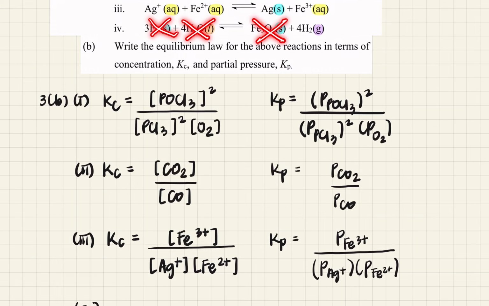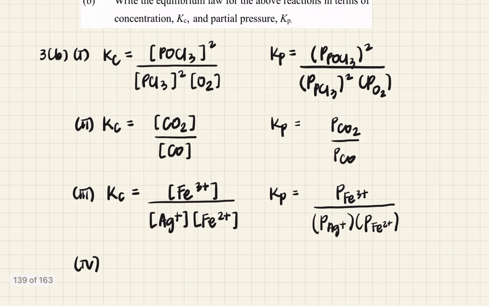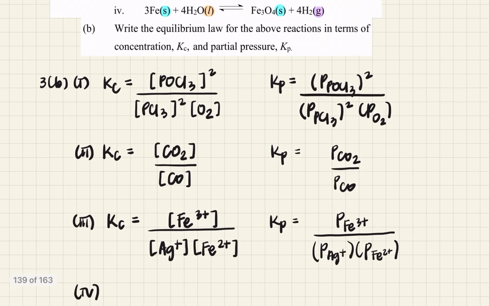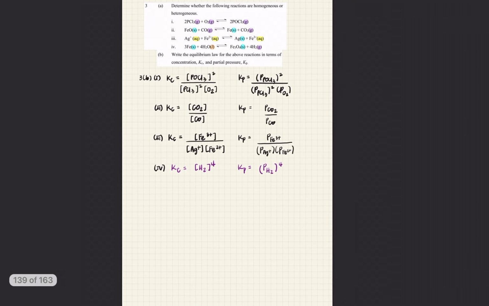so what is left, you will be left with hydrogen gas to the power of 4. Okay, so that means your Kc will be the concentration of hydrogen to the power of 4. Okay, that's Kc. And then Kp, it will be the partial pressure of H2 to the power of 4. Alright, so that is number 3.